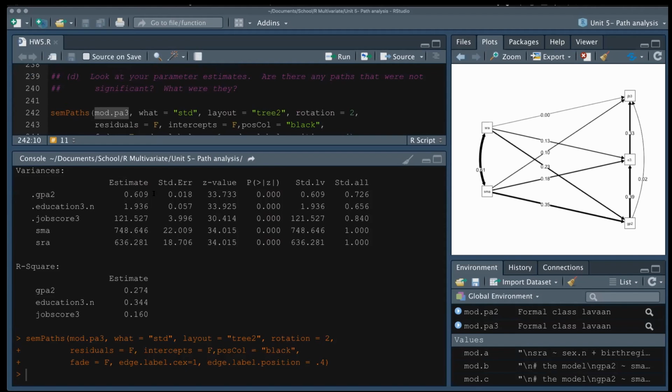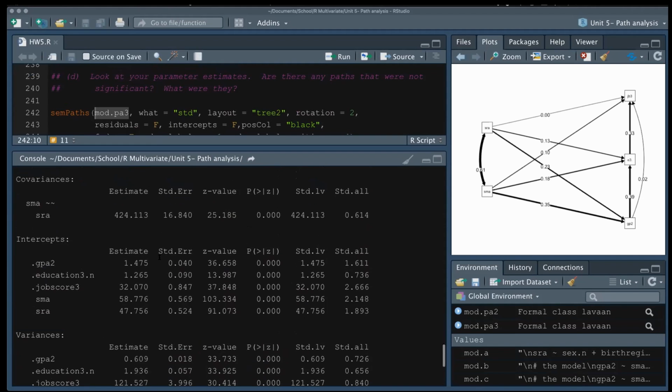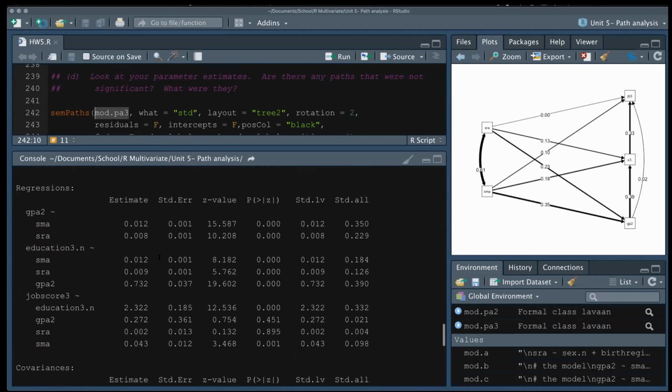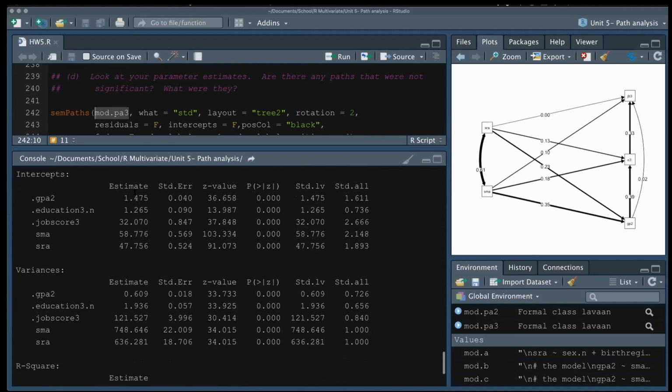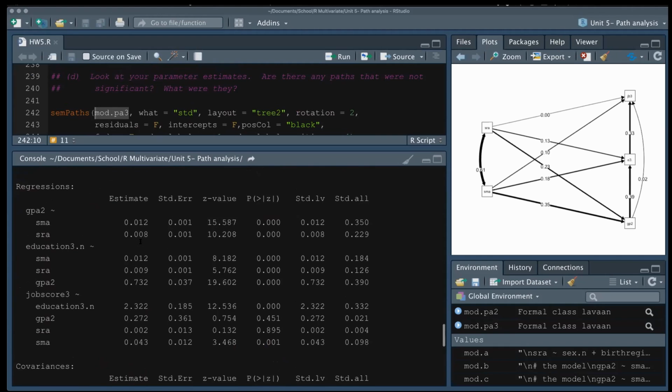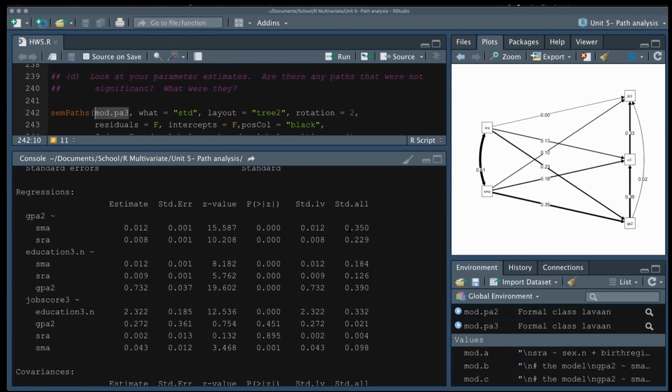So looking at these paths to see if there are any that are non-significant, we're coming to the regressions here. And keep in mind that what we're looking at is this STD all, the standardized all. And just as a reminder, this standardized LV is when just the latent variables are standardized. But what we're working with is this column here. That's when all the variables are standardized.